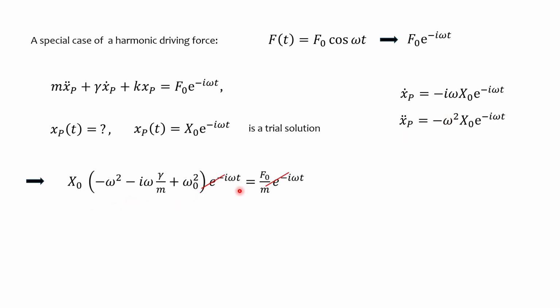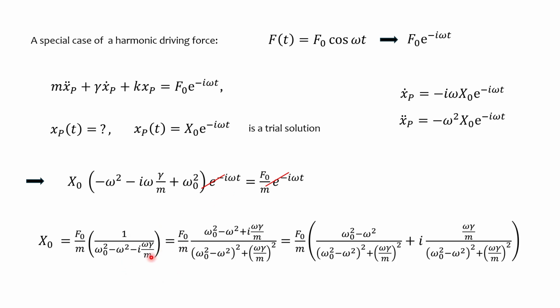We cancel out the exponentials and see that the capital X0 can be written in this form, indicating that it is some complex number. And what we want now is to decompose this X0 into its real and imaginary parts. And here are the results. This is the real part and this is the imaginary part. You can do this by using this trick: when you have a complex number in a denominator, you can multiply it by the number 1 of this form.